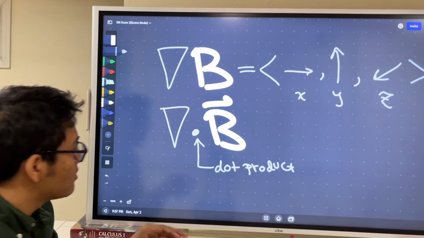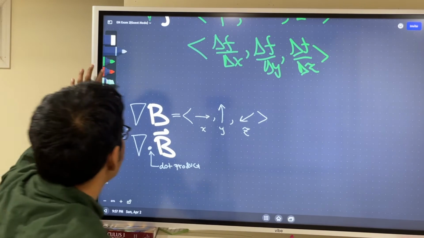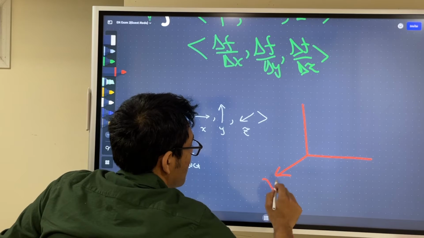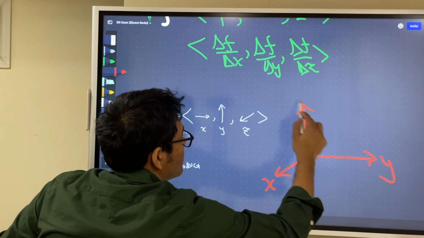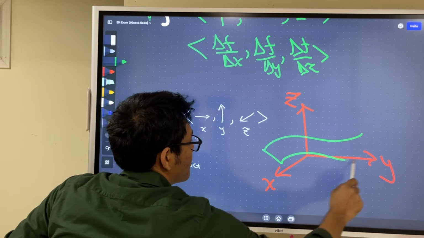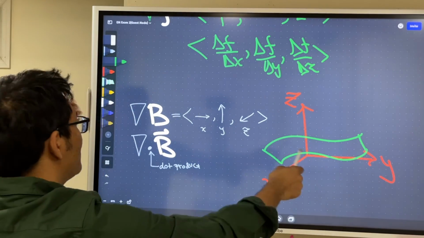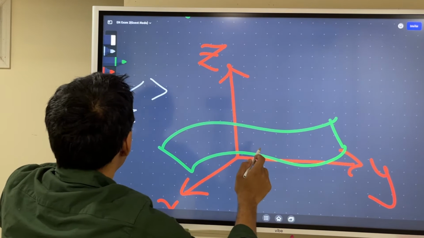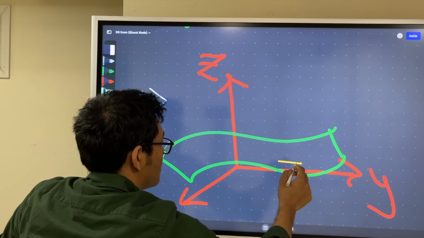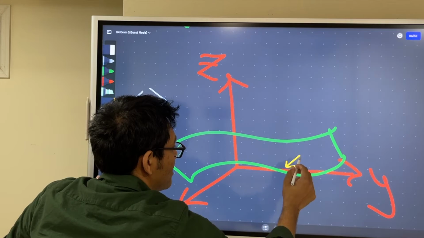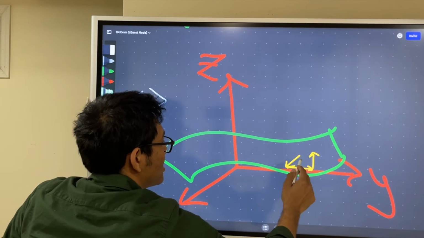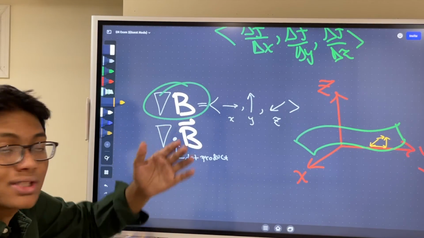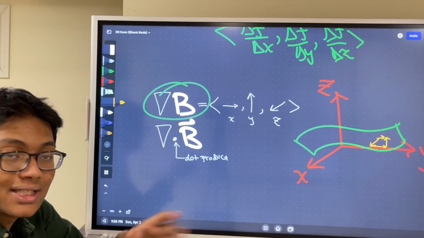Well, let me give you an example. Let's say you have a function like this, in the x, y, z directions. Let's say I have something like this, a 3D function. So what Nabla B does is it tells me, if I take a certain step, how much does the function change in the x, y, and z directions with every tiny step. So that's really what Nabla B is telling me. It's just telling me how much the function changes in every direction.